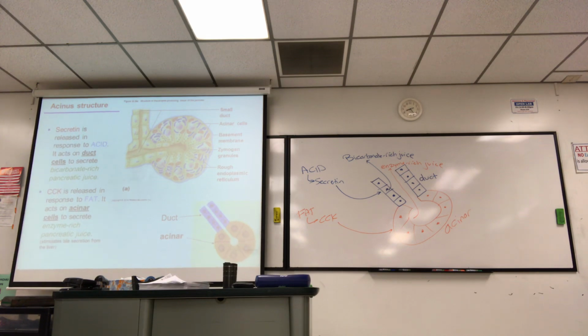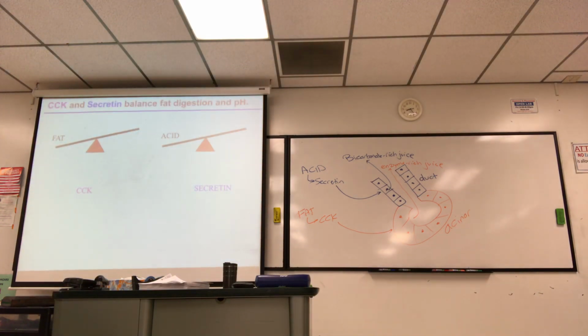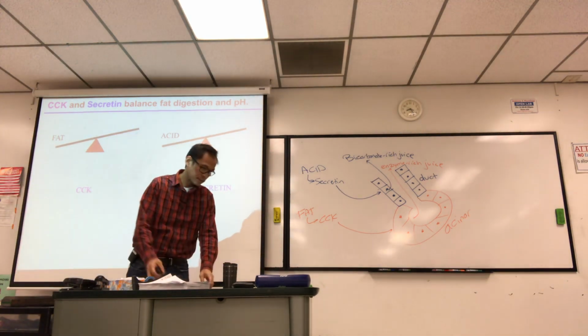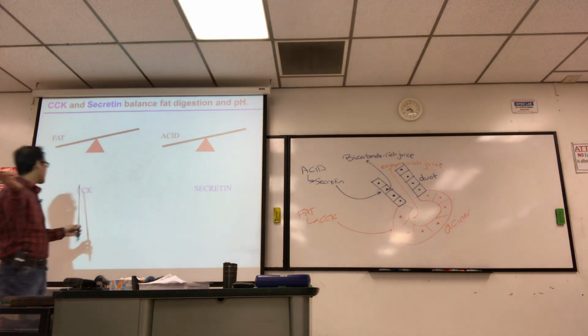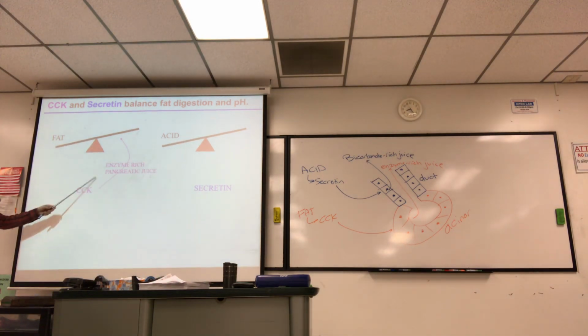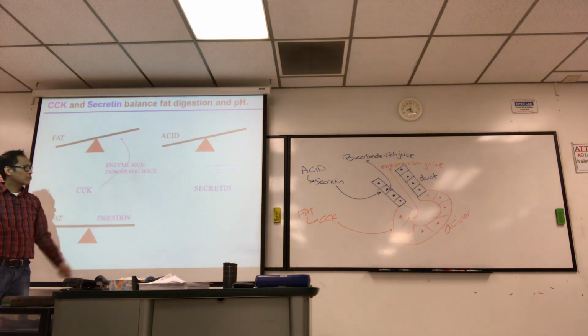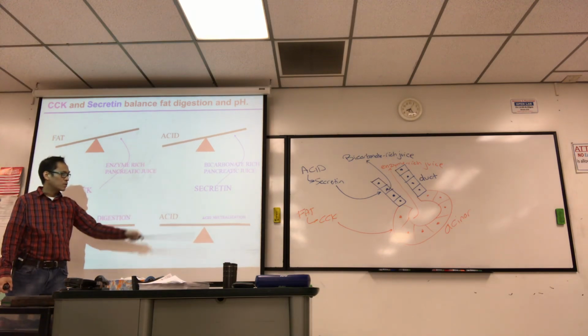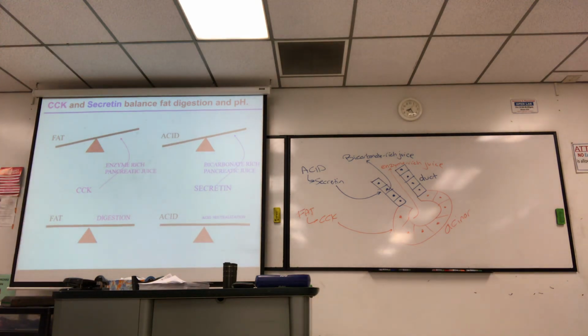So far, that's the exocrine function. Basically what I'm trying to show you is that when you have fat, you need to digest it. CCK is released, you get the enzyme-rich juice, and that'll help balance the fat digestion. If you have a lot of acid, you need to neutralize it. Secretin is released in response, and you get a lot of bicarb-rich juice, and you get acid neutralization. So you're trying to balance that.